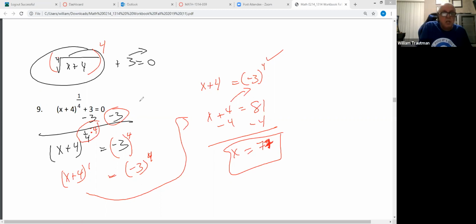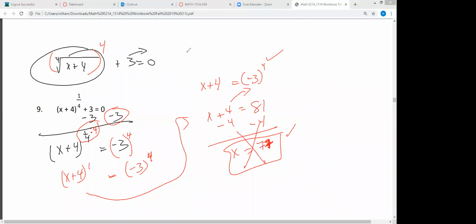Oh, that doesn't work. Look, this is the answer I got, but if you look in the back of the book, does the back of the book say empty set again? You have to check your answer. Yeah, it says empty set.